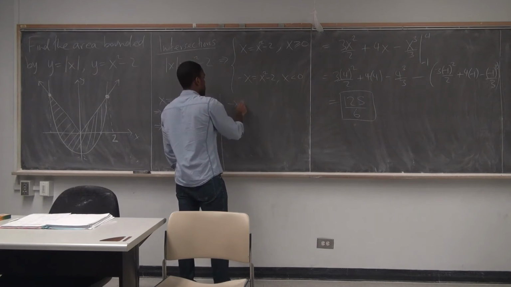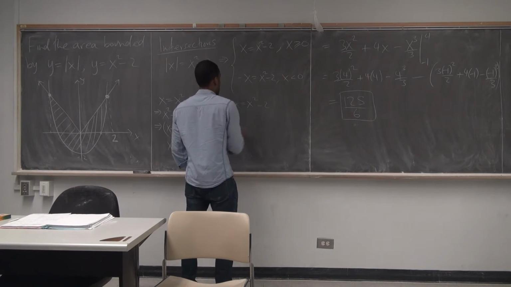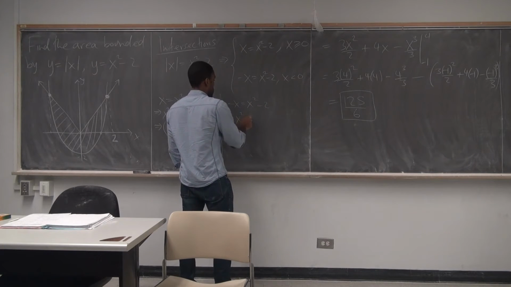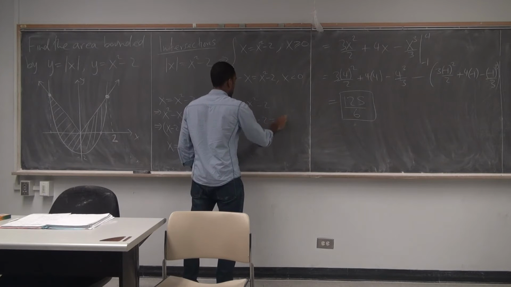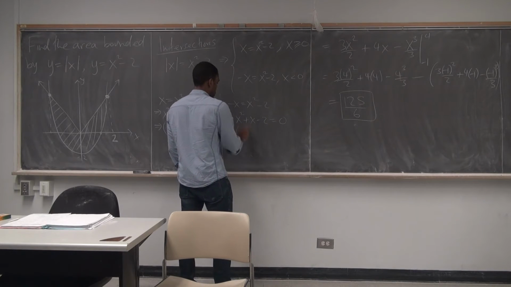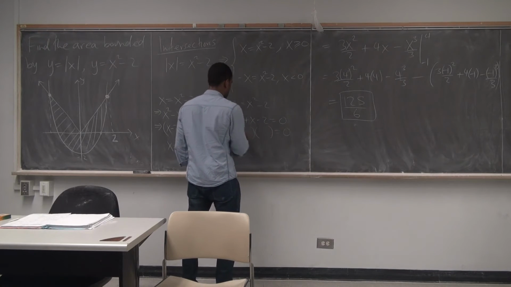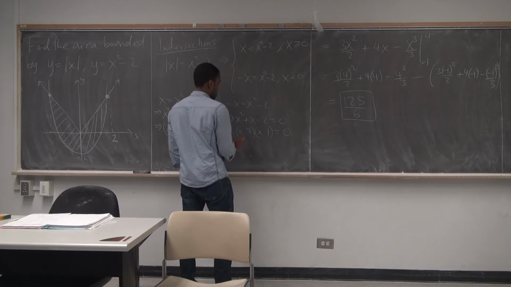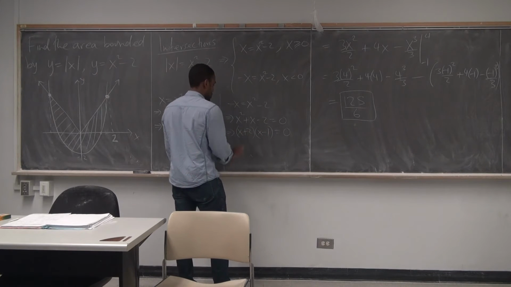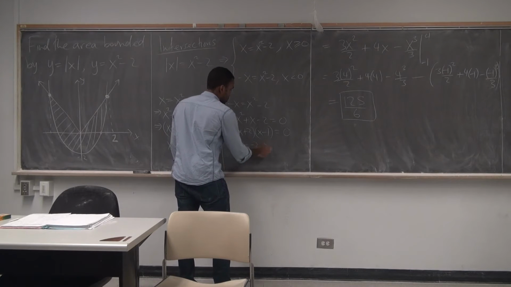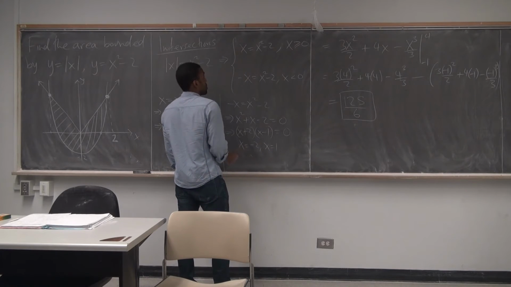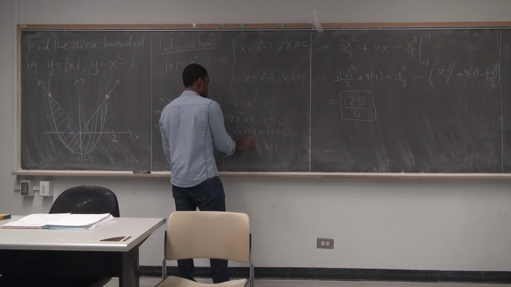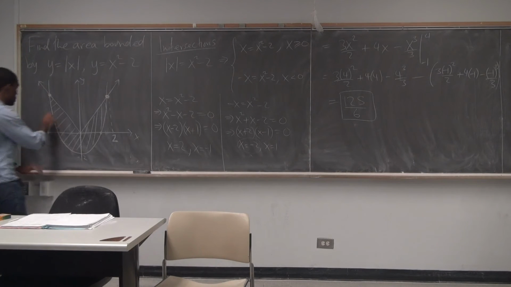If I solve minus x equals x squared minus 2, I get x squared plus x minus 2 equals 0. So I factor that. Again 2 and 1, but this time plus 2 and minus 1. So x equals minus 2, or x equals 1. But this is for the left side, so I want the negative x, and that one is minus 2.